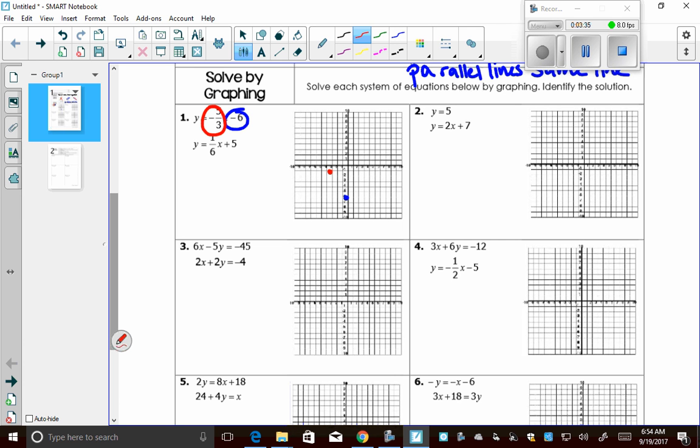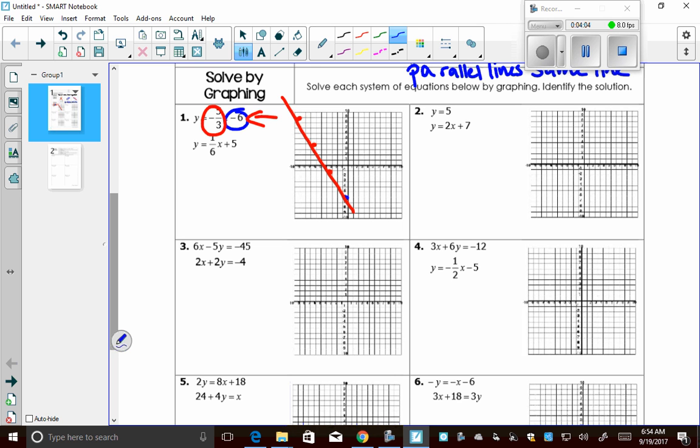And then after that, I'm going to go up again. 1, 2, 3, 4, 5. Left 3. 1, 2, 3. Put another point there. And I'm going to do it one more time for good measure. 2, 3, 4, 5. Looks like it might be about right there. Then I'm going to connect my points. So that's this line.